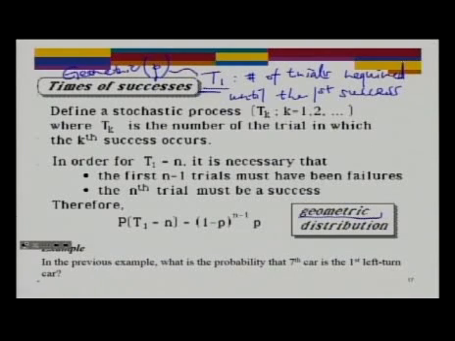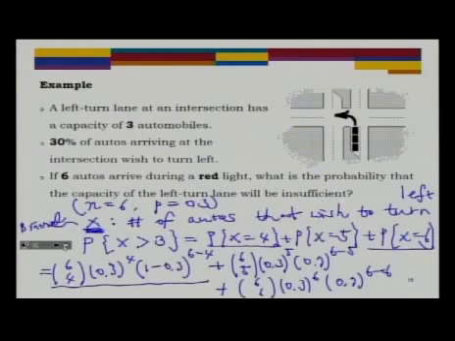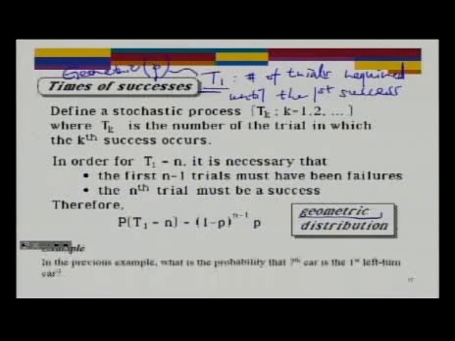Then we'd like to know, probably, okay, we still consider the same example, which is this example. But we'd like to know how to answer to get the probability that the seventh car is the first left-turn car. We'd like to answer this question.